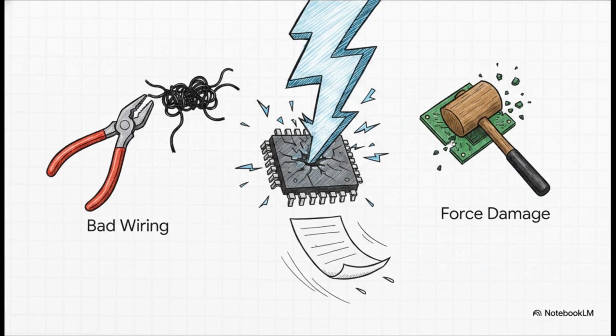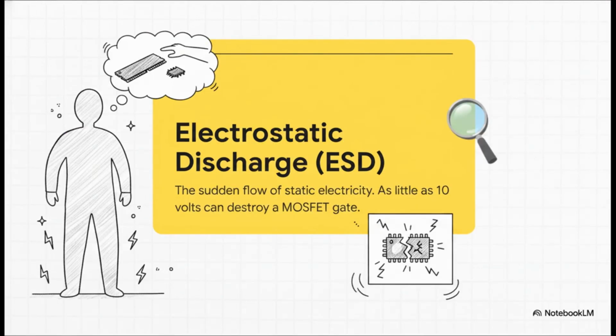But take a really close look at that very first point. Skipping ESD protection. Honestly, this is the silent killer of both computer components and assessment scores. So, electrostatic discharge, or ESD, is just the sudden flow of static electricity. Now, to put this into perspective, a human body can carry up to 35,000 volts without you even feeling the tiniest spark. But it takes as little as 10 volts, just 10, to completely destroy a microscopic MOSFET gate on a motherboard. Because you can't feel the damage you're causing, assessors will actively test you on this.